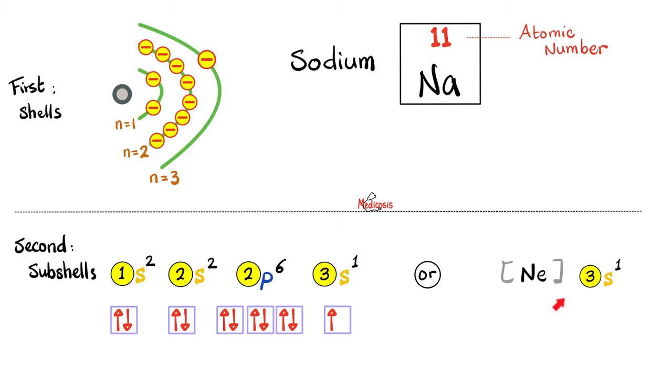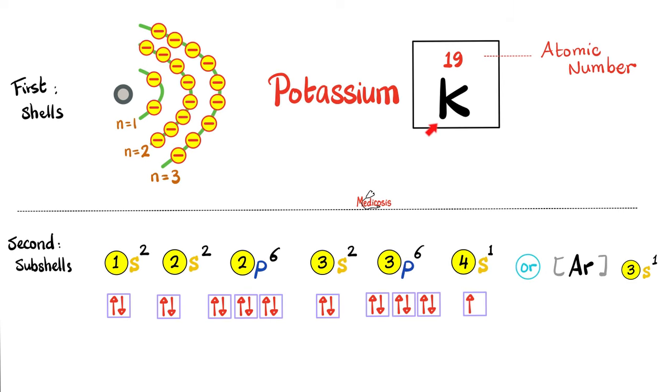A more abbreviated way to write the electron configuration of sodium by subshells is to realize that this 2 plus 2 plus 6 is 10 electrons. That's neon right here. Oh, neon. Yeah. So neon and 3s1. Can we do the same thing for potassium?